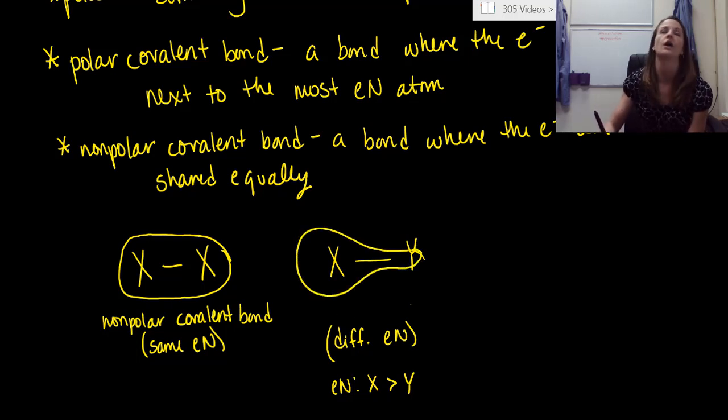So we could draw our electron cloud above the XY bond, and it's definitely distorted. If you have a distorted electron cloud, then you definitely have what's called a polar covalent bond.